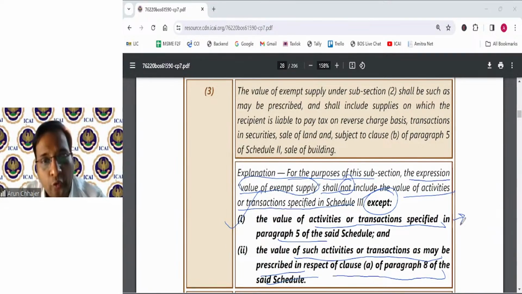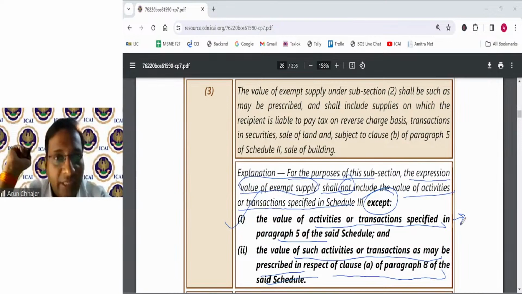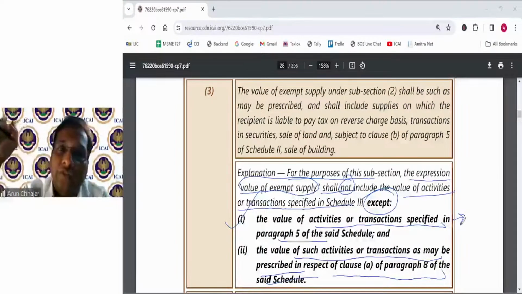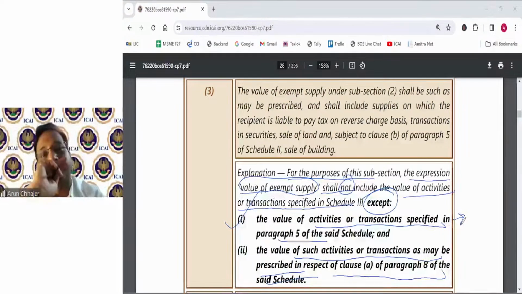If you sell the land, do you need to pay the GST? Answer is no. Why not to pay the GST? Because it is covered in Schedule 3. What is Schedule 3? List of activities or transactions which are neither supply of goods nor supply of service.